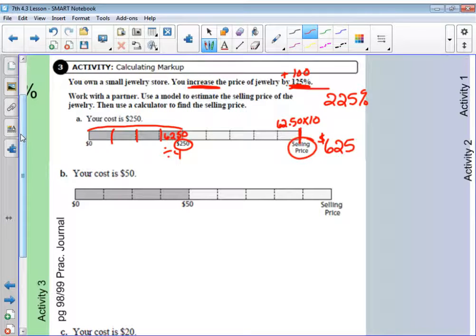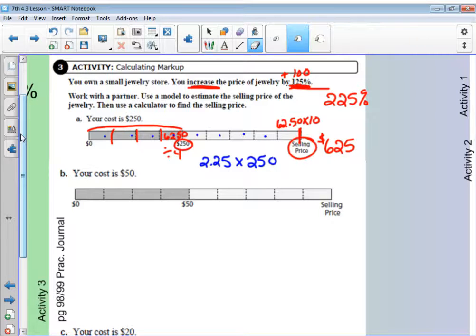Okay, the other method is I could revert back to what I learned in section 2, and I can set it up as my increase. So I increased 125%, so it was 2.25 times 250. Okay, that should give us the same answer. And when I punch it in on my calculator, 2.25 times $250 gives me $562.50.